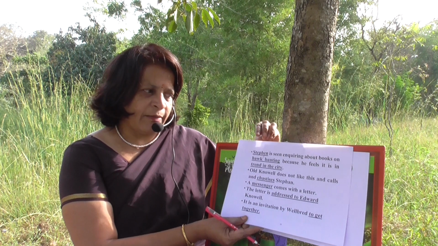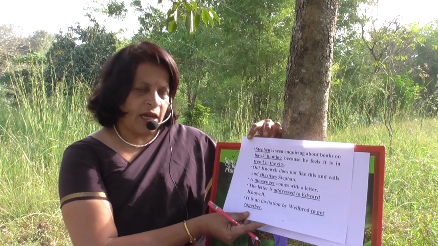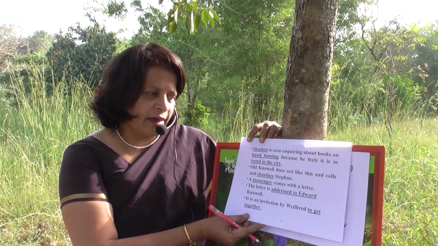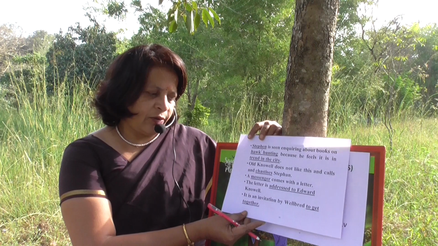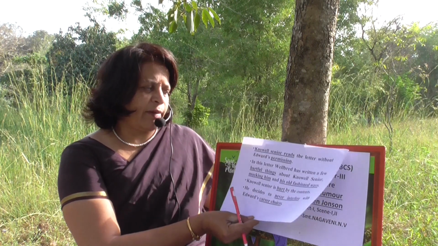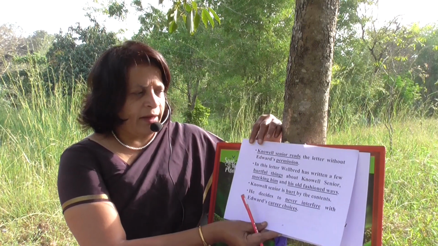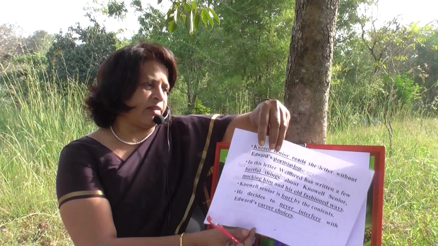Old Knowell does not like this, because he chastises Stephen, and a messenger comes with a letter. The letter is addressed to Edward Knowell. It is an invitation from Wellbred to get together. Knowell Senior reads the letter without Edward's permission. In this letter, Wellbred has written a few hurtful things in bad language about Knowell Senior, mocking him and his old-fashioned ways. Knowell Senior is hurt by the contents and he decides never to interfere with Edward's career choices.